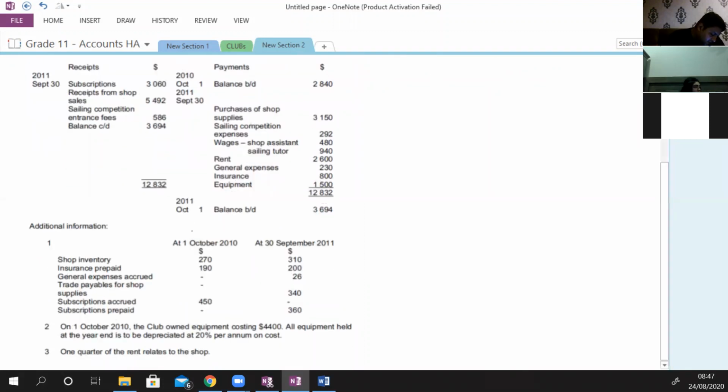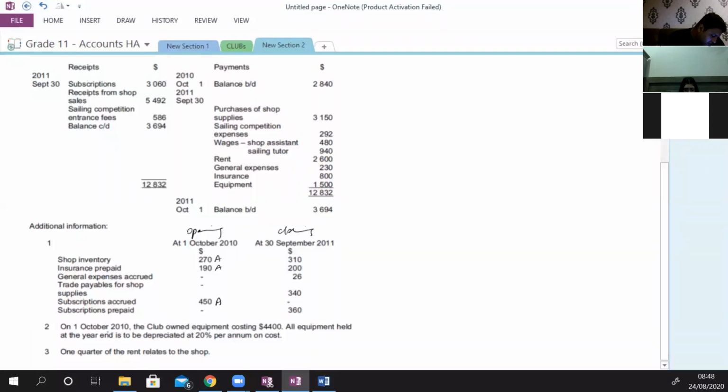Okay, these were the opening balances. These are the closing balances, right? ठीक है जी. Opening and closing balances में हम देख लेते हैं हमारे पास क्या क्या. Shop inventory is an asset. Insurance prepaid, it is expense prepaid. This is also an asset. Subscription accrued means subscriptions due to be received, okay, which is also an asset.